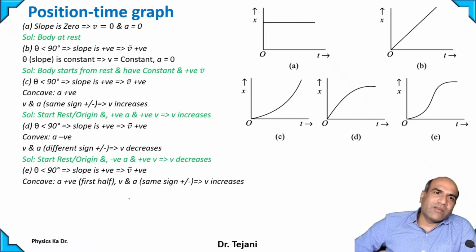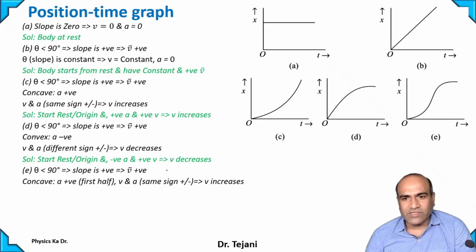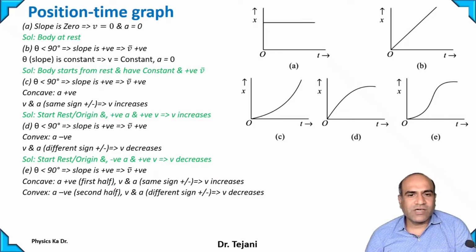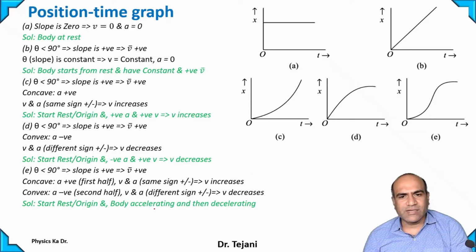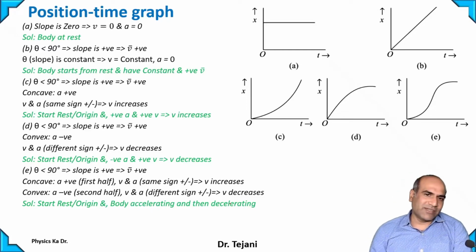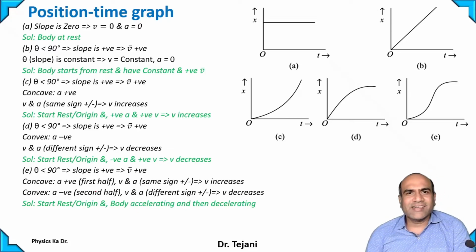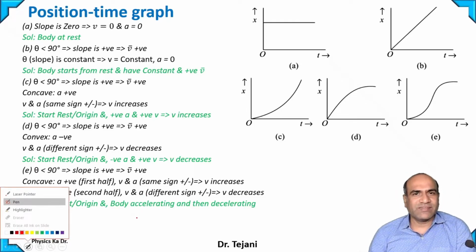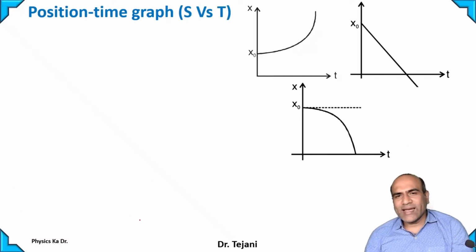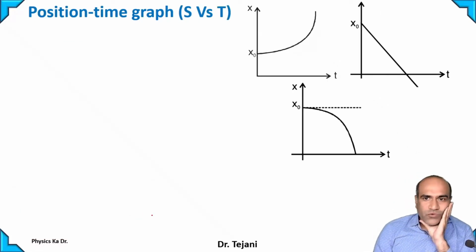So for the first half, velocity increases, and for the second half, velocity decreases. So the conclusion is: the body starts from the origin, from zero, accelerates first, then decelerates. Isn't it simple? We will be solving so many examples, so I don't think you will have any confusion after studying this session. So let's go, a few more examples.